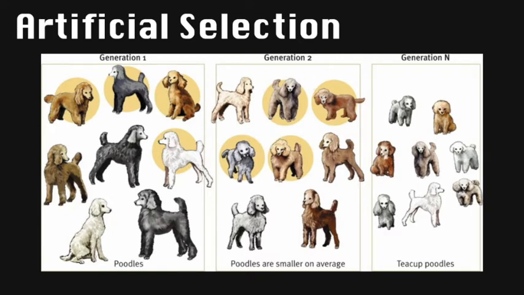And then we take all of the smallest dogs from that population, breed them together, and then finally, some generations later, we have teacup poodles. We have poodles that are actually fairly small when compared to normal poodles, right? So over here, we can see that over generations, we are actually kind of making the population of dogs evolve to be smaller, but we're doing it by artificially selecting which traits get passed on to the next generation.